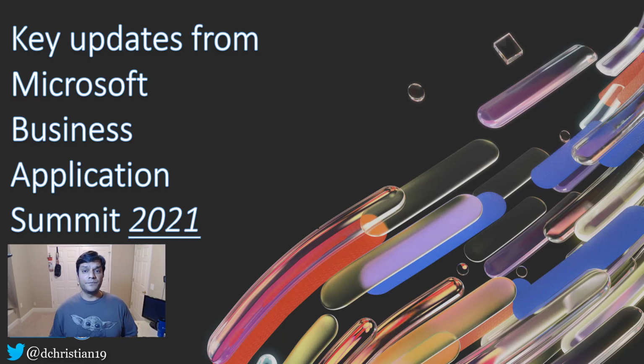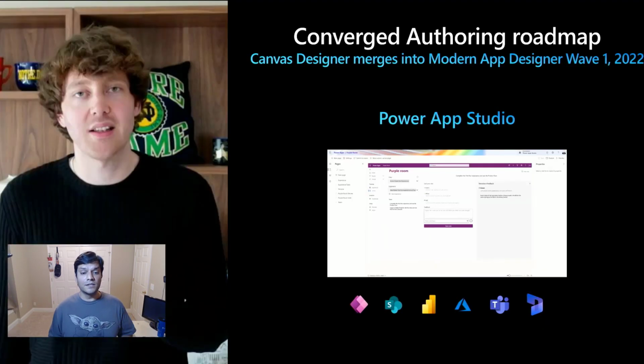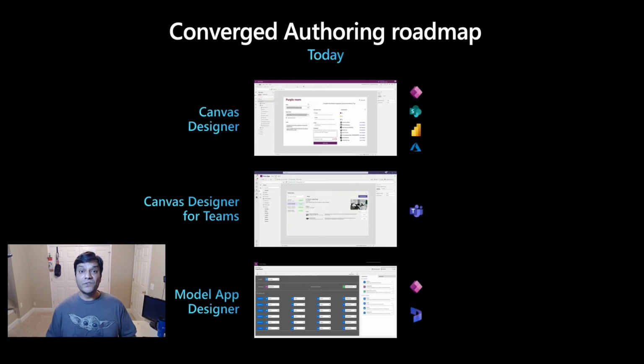Okay, let's jump in. The big announcement that really caught everybody's attention was the whole concept of conversions. What that basically means is that moving forward, they're looking at merging the app maker. If you think about it, right now there are three different places where we make apps: the Canvas Designer, the Canvas Designer for Teams, and the model-driven apps. So what they're talking about is the conversions, or the merging of the Canvas maker, at the roadmap over here.